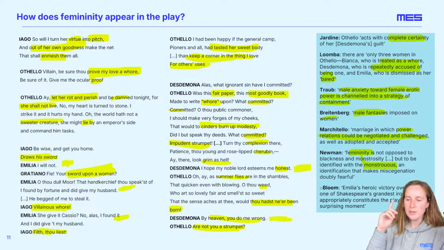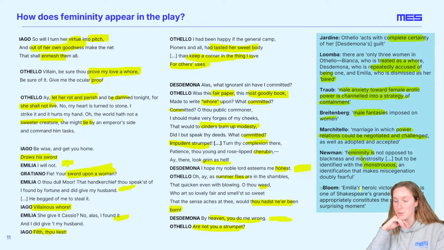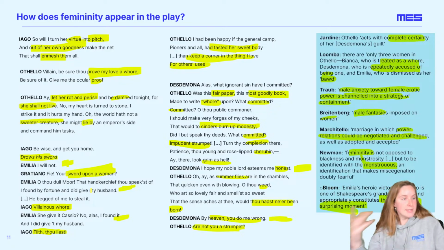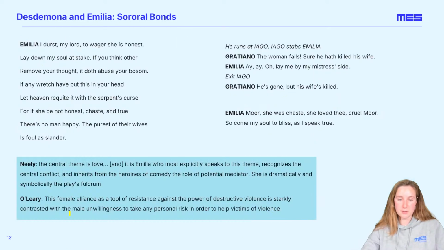And then Bloom, finally, says Emilia's heroic victory over Iago is one of Shakespeare's grandest ironies, appropriately consummates the play's most surprising moment. So this idea that Emilia stands up to her husband and reveals the whole thing here is surprising because Jacobean women were not expected to do this. And even as she said, she gives the handkerchief to her husband. So she is fulfilling Jacobean expectations that say to obey your husband, but she also defies them in this final moment and thus redeems herself.